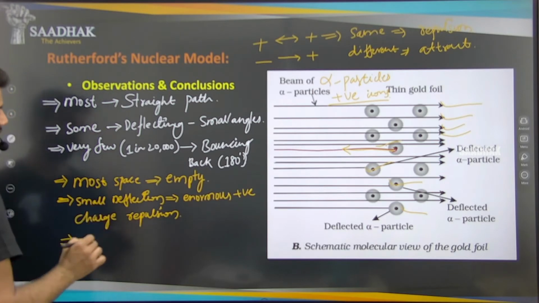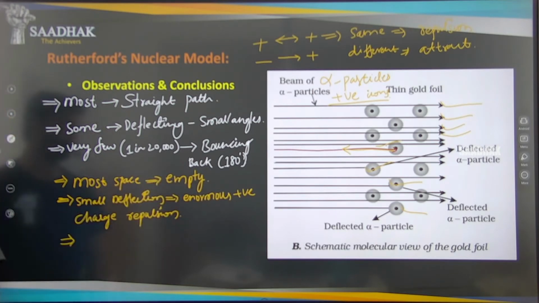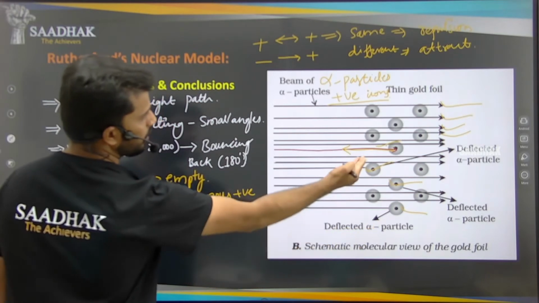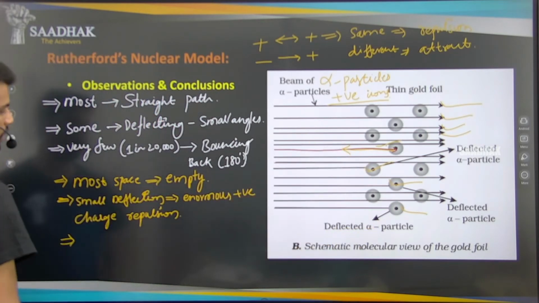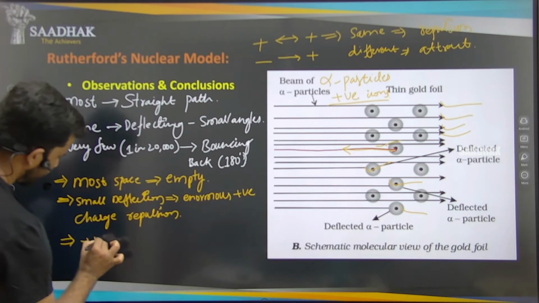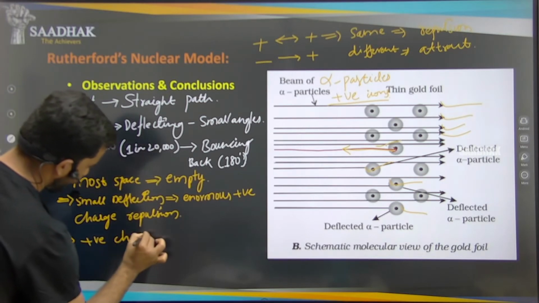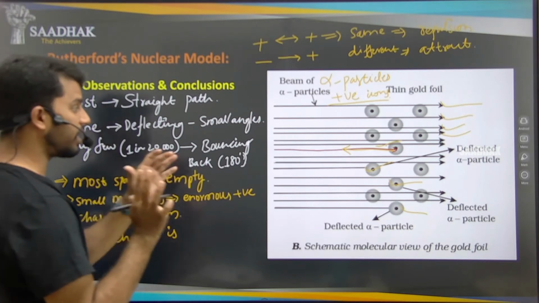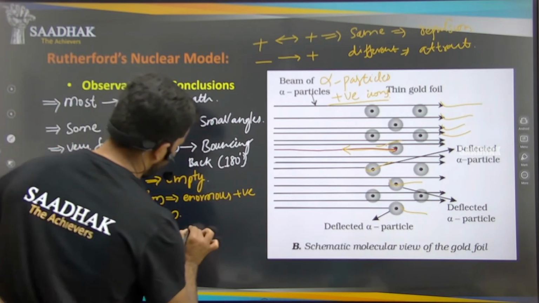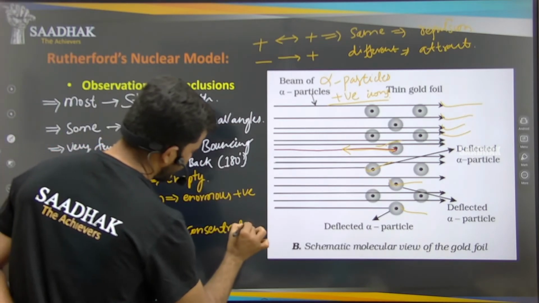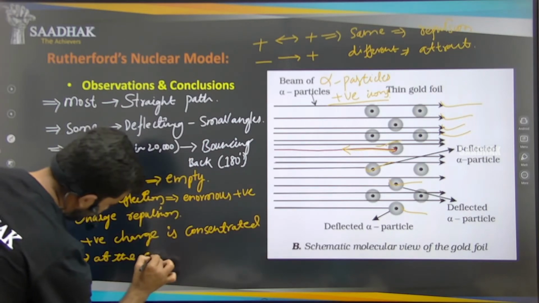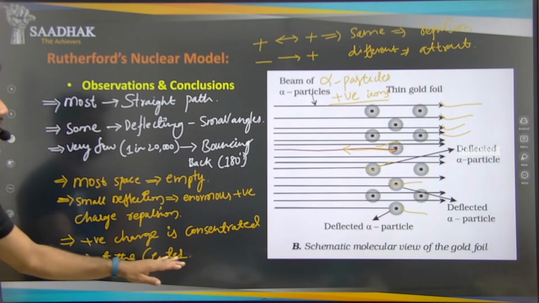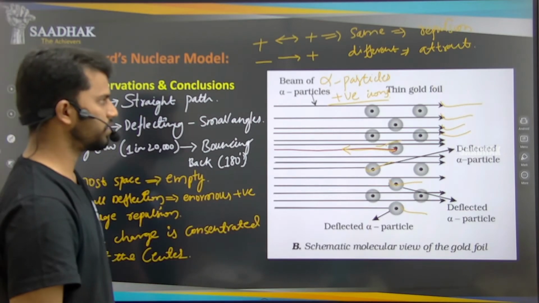Next, he said that these alpha particles are completely bouncing back because the positive charge is concentrated at the center of the atom, right? So those are his observations and the conclusions about this.